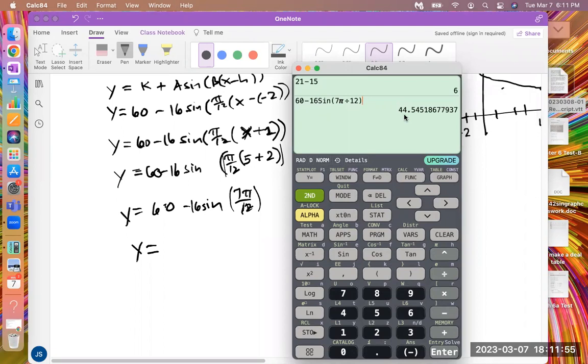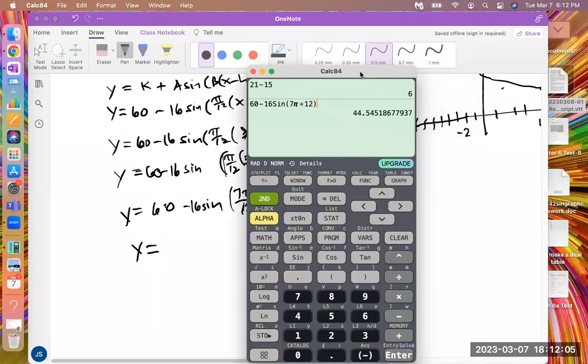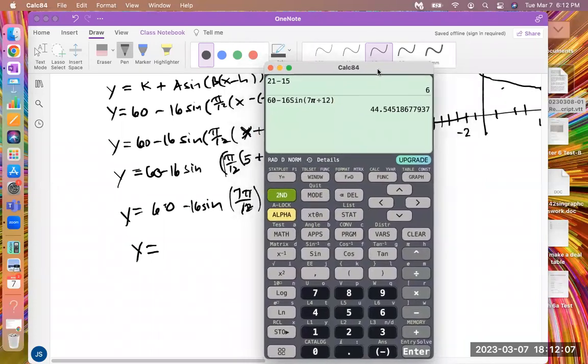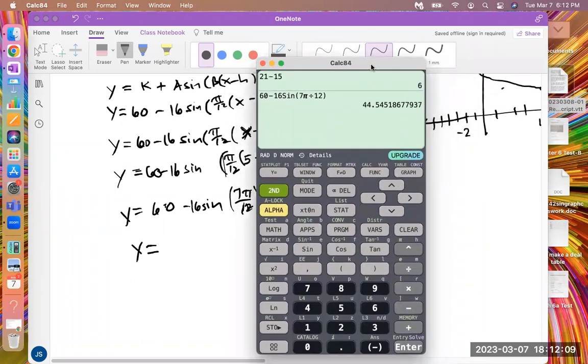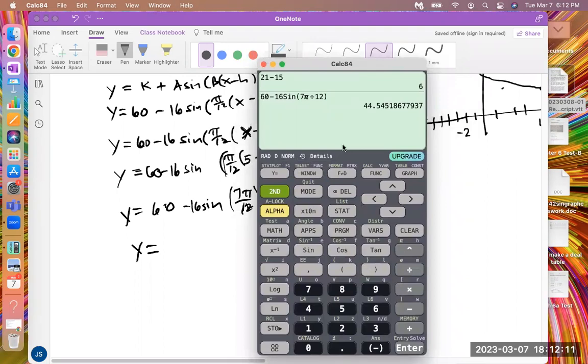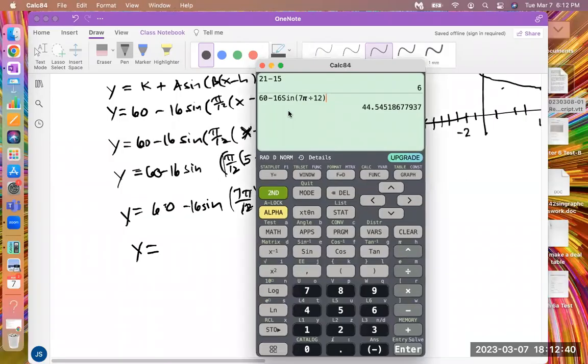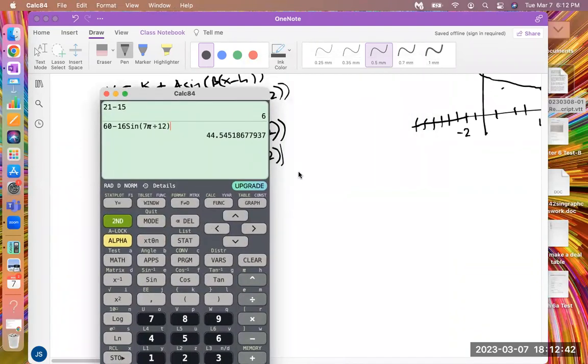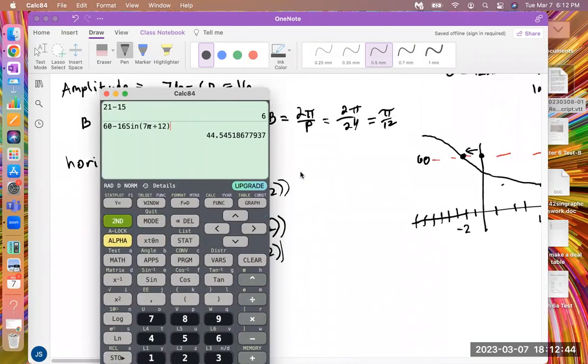Okay, so this looks like that is what we're looking for. That looks like our answer. Wait a second. I'll double check that. Yes, that is the answer you want: 45.54.